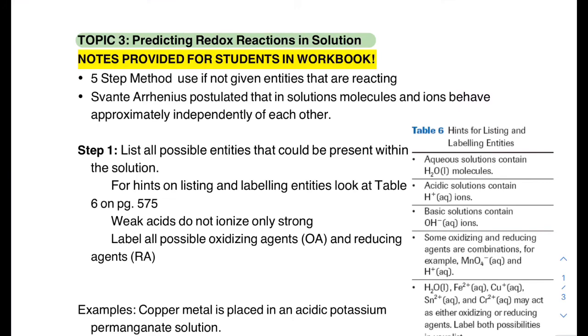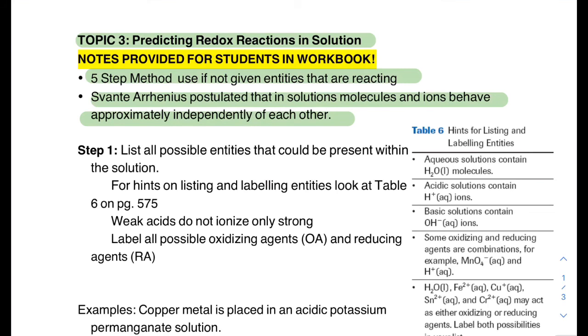So what we're looking at today is the 5-step method, where we can figure out if something is going to undergo a reaction, a spontaneous reaction, or if it's not going to undergo a reaction and be a non-spontaneous reaction. Just a reminder, Svante Arrhenius told us that in solutions, molecules and ions behave approximately independently of each other.